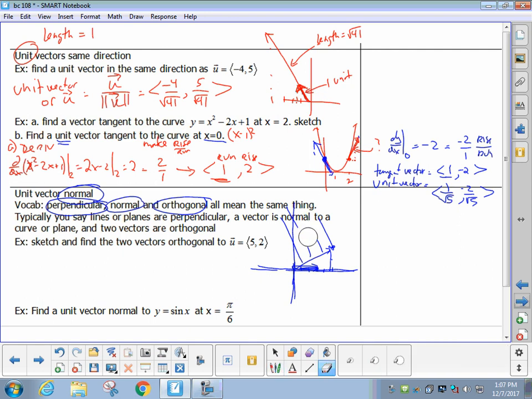Okay, so that said, let's go. That's a really good question. I never even thought about that. All right, so besides right 5 up 2, what's perpendicular?